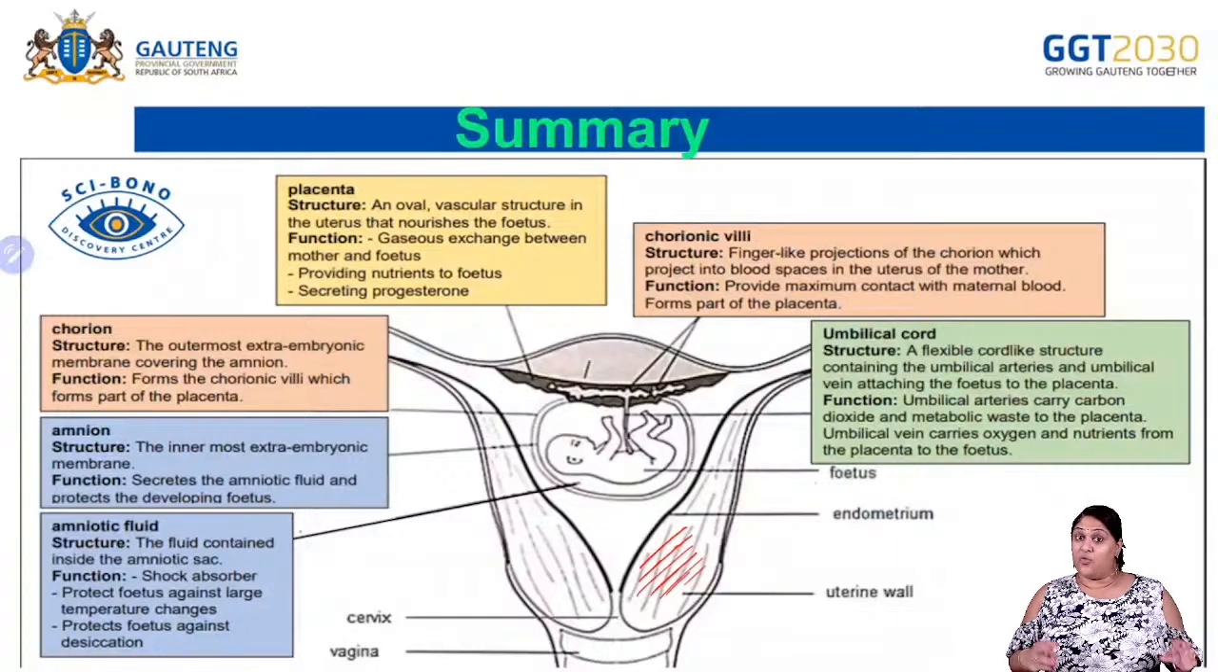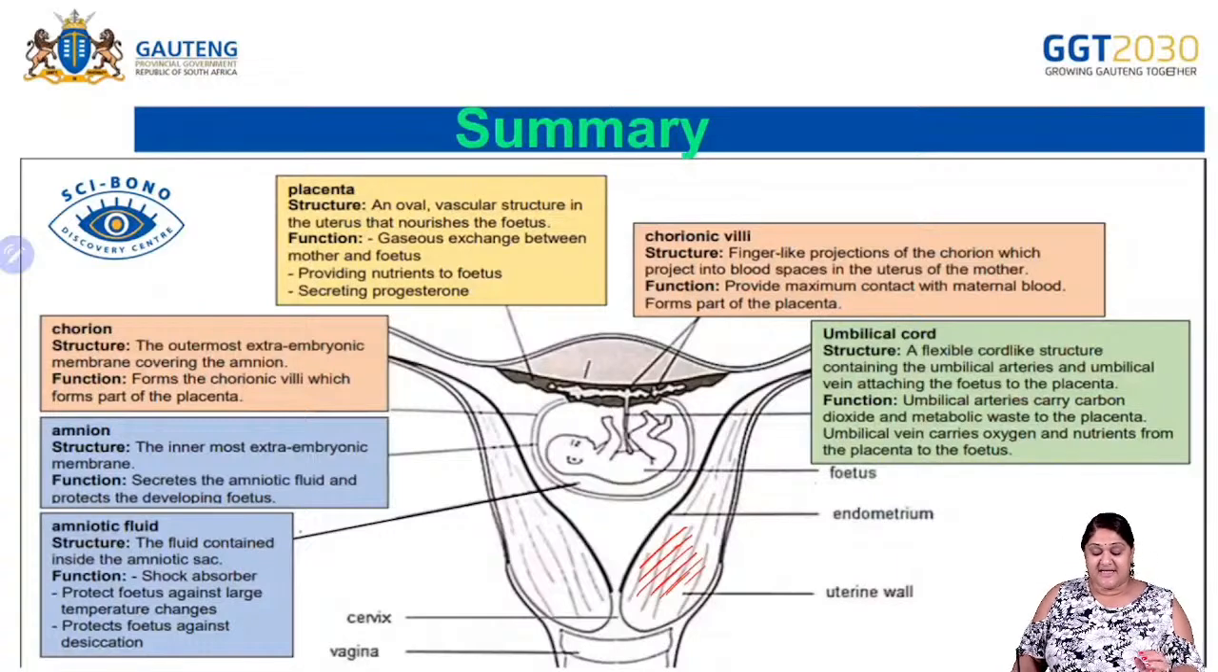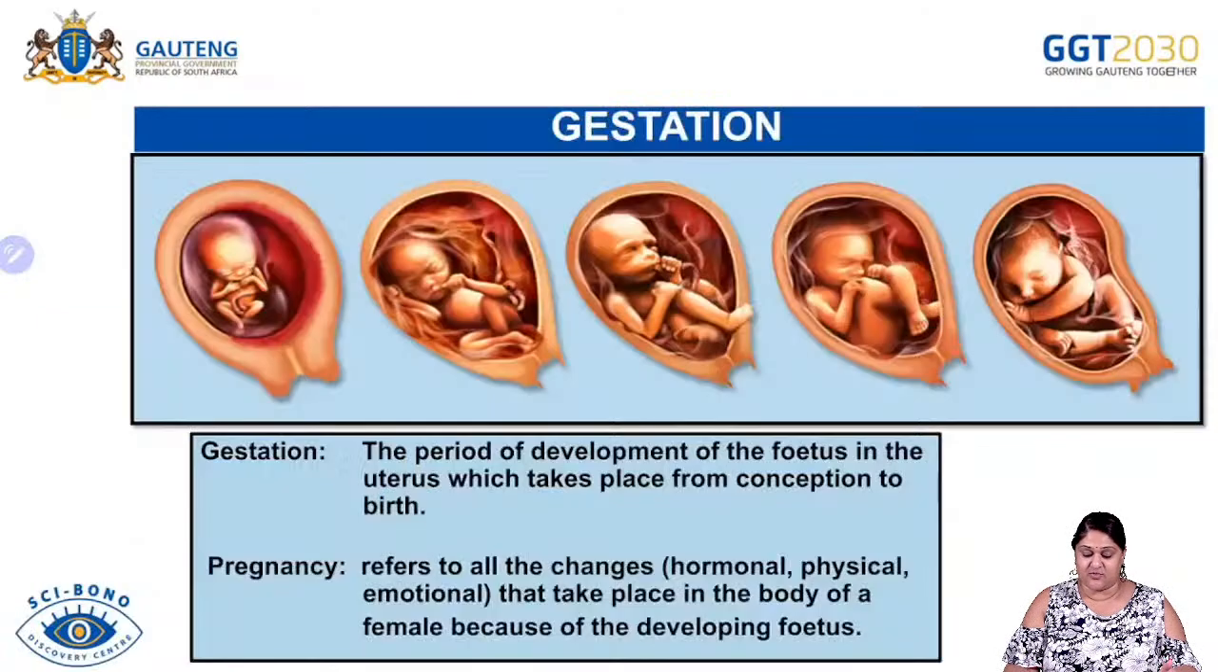So that is just a quick summary, but lastly, just to remind us, the other definition you need to know is the difference between gestation and pregnancy. Learners always get this incorrect. Please make sure you know the difference. Gestation is the period of development of the fetus in the uterus, which takes place from conception to birth. But pregnancy refers to all the changes, the hormonal, the physical, the emotional, that take place in the body of a female because of the developing fetus. So that is the difference. Make sure you know it, because they like to ask this question, and learners always say pregnancy instead of gestation. There's a definite difference, so make sure you know it.